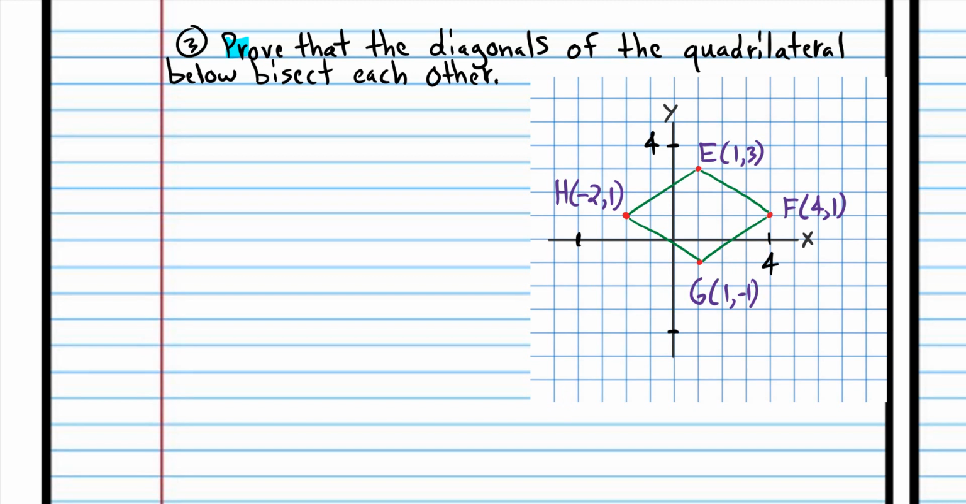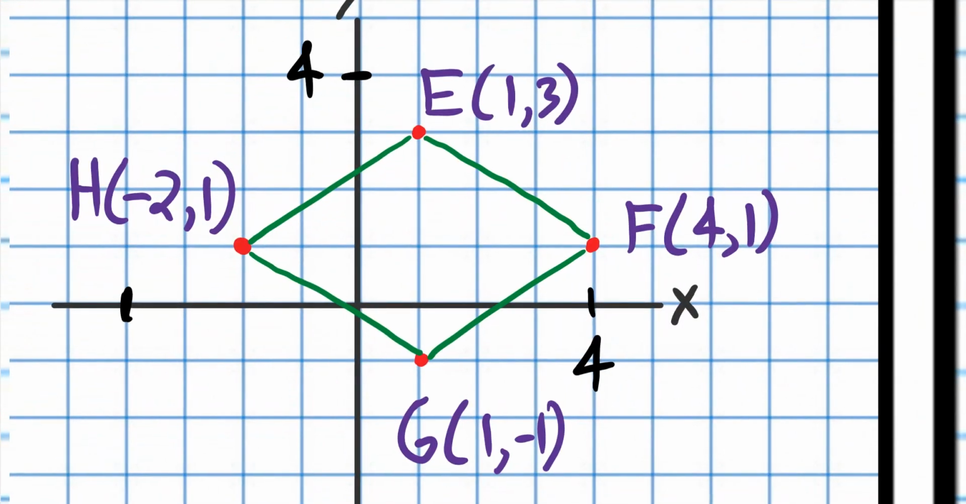It says, prove that the diagonals of the quadrilateral below bisect each other. So we have a quadrilateral here. That's a shape with 4 sides. And we want to show that the diagonals bisect each other. Now wait a second, what's a diagonal? We haven't talked about that yet in this course. These are the diagonals. It's when you draw a segment from one vertex to another vertex. So that would be one diagonal, and this is another diagonal. That wasn't exactly straight, but you get the point.